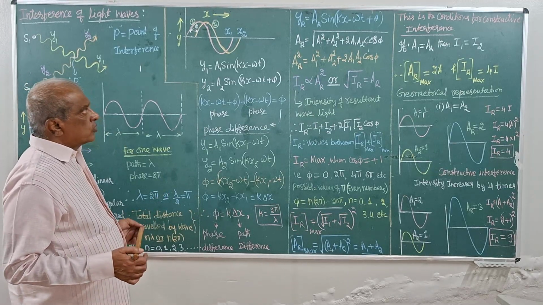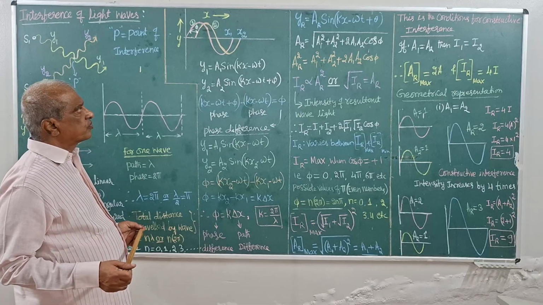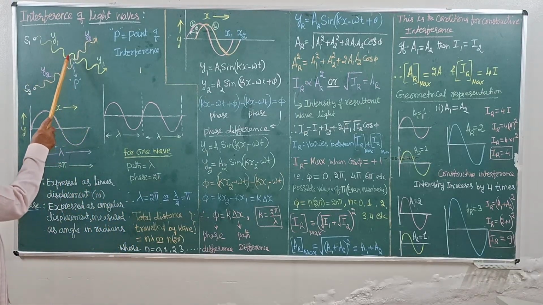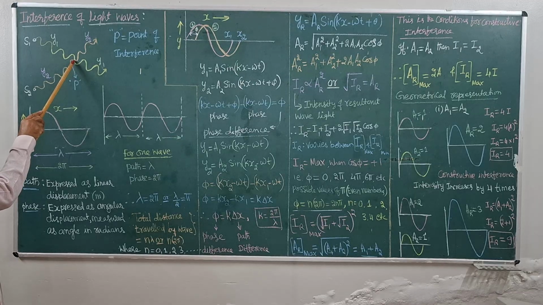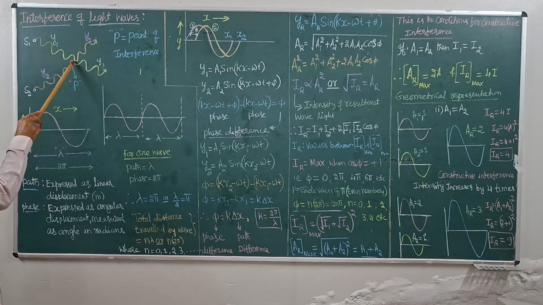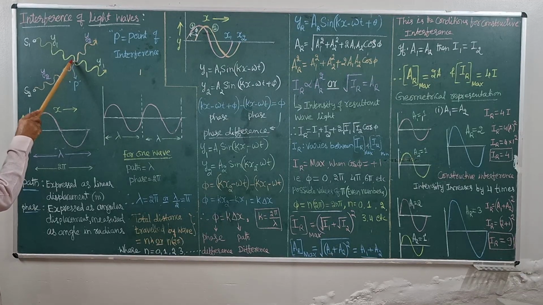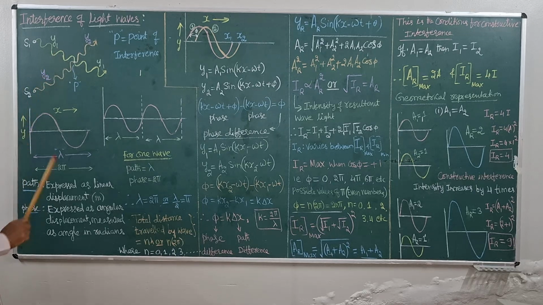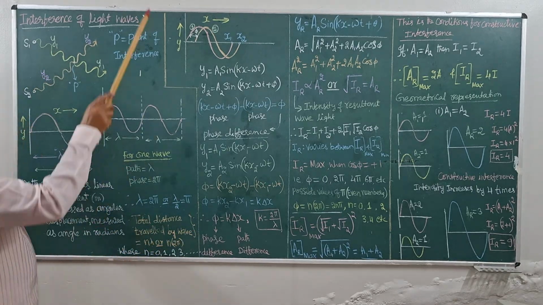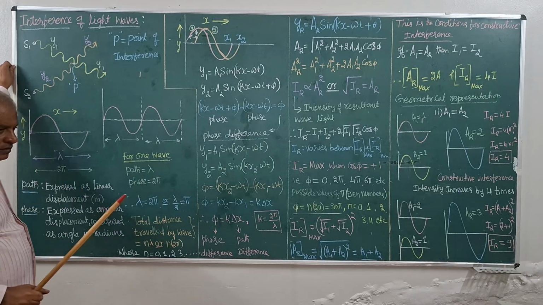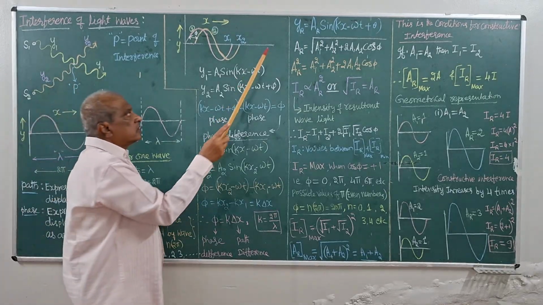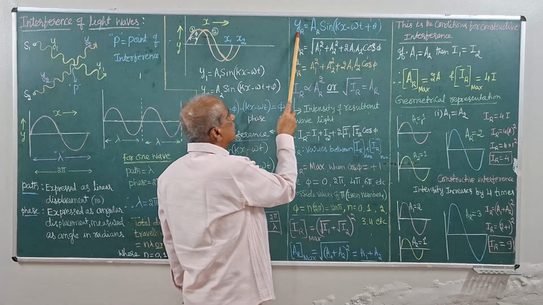Now let us move on to our previous session. This is the point of interference. At this point of interference, the wave function changes. It is a resultant wave. y1 is given, y2 is given. And what is the resultant wave at this point? It is derived. Let me recall that equation from the previous session.